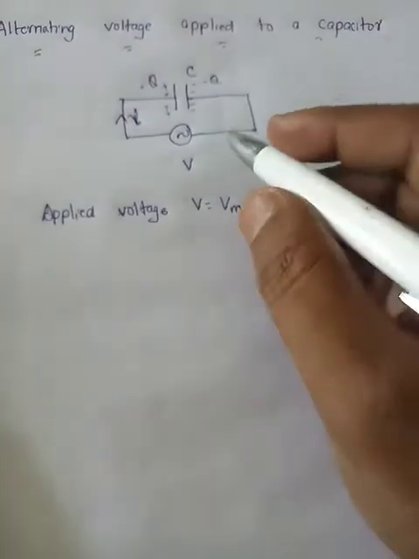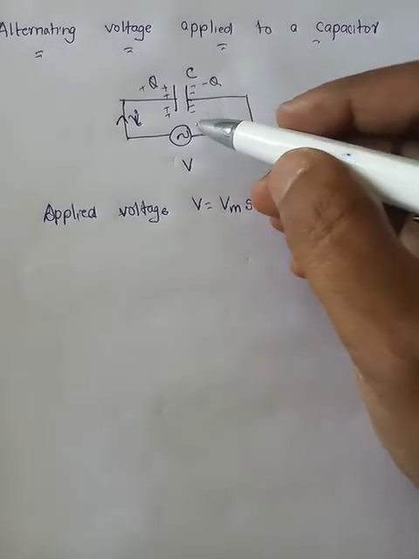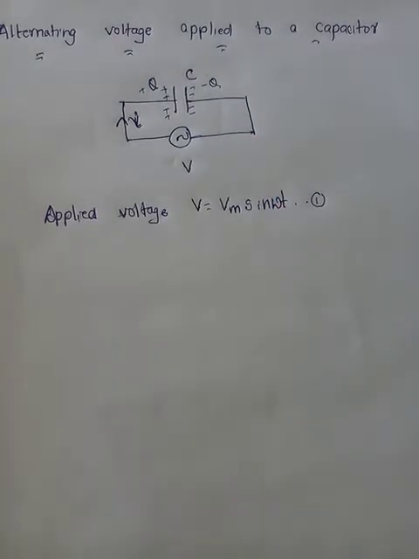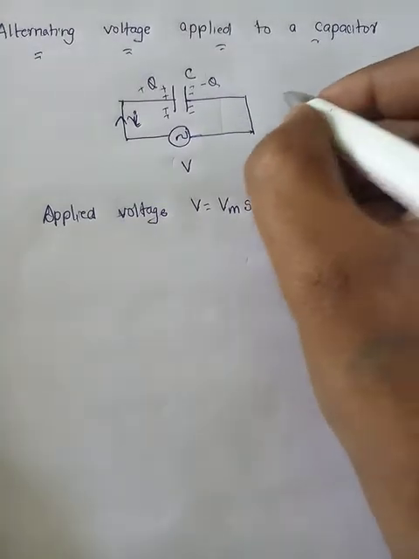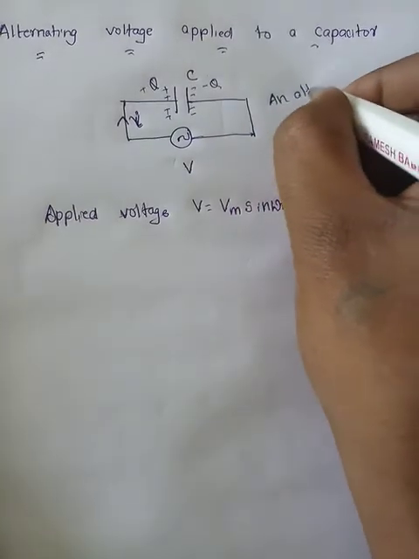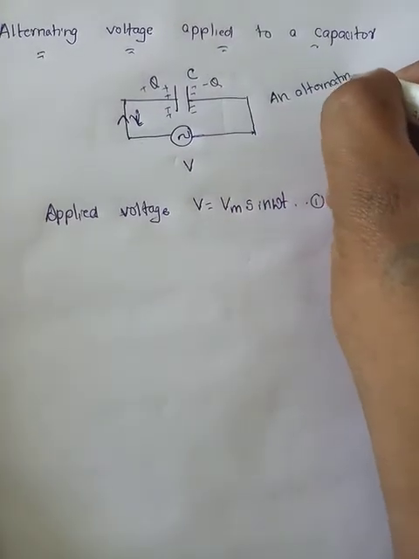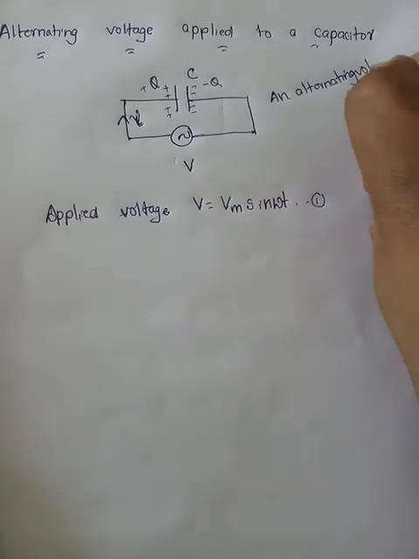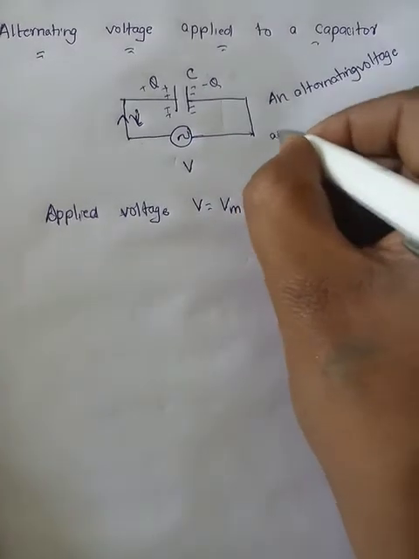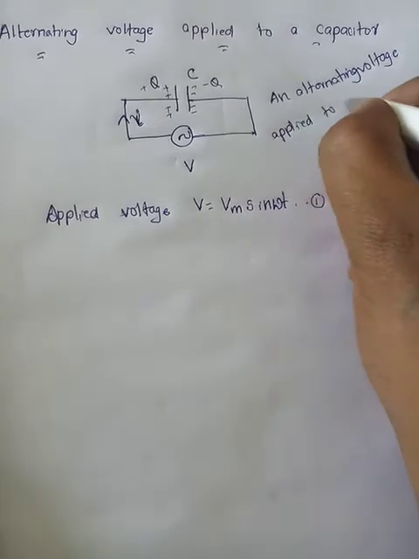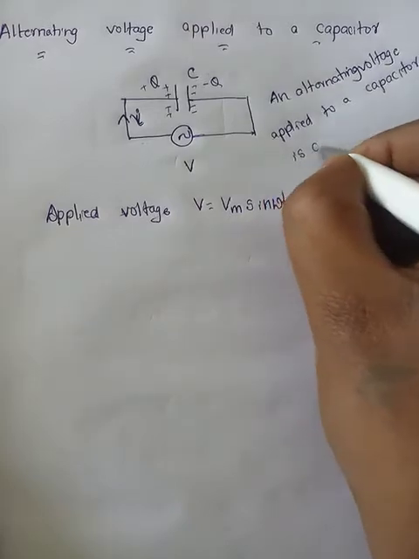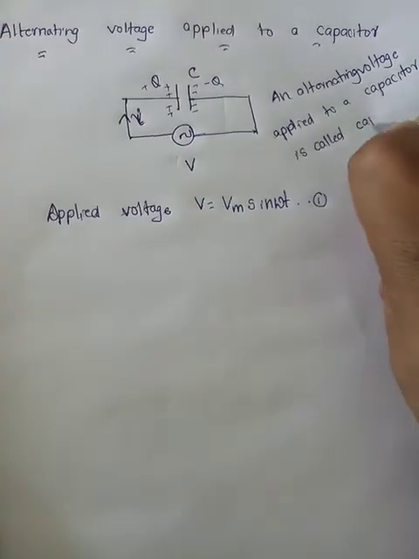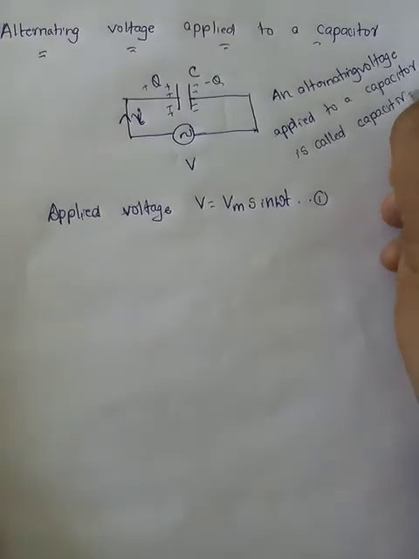As we know, an AC voltage applied to a capacitor is called what? Capacitive circuit. Previously, when AC voltage was applied to a resistor it was called a resistive circuit. Here this is called a capacitive circuit. We can say that an alternating voltage applied to a capacitor is called capacitive circuit.